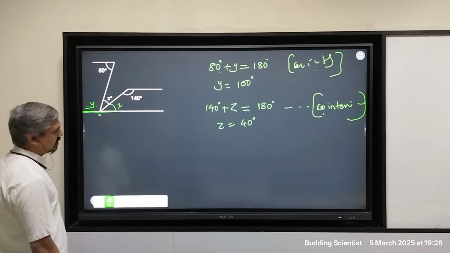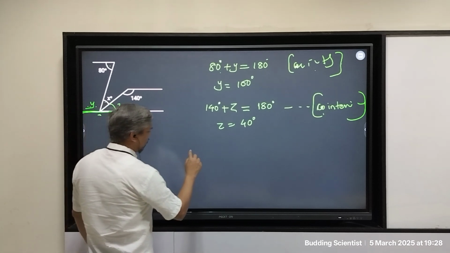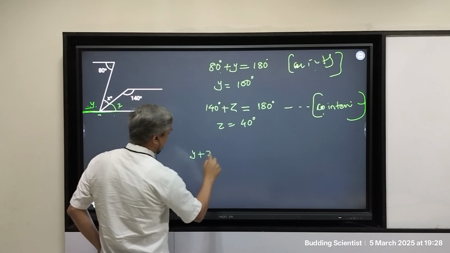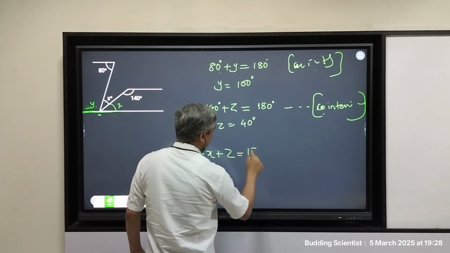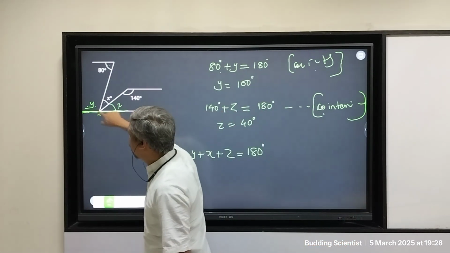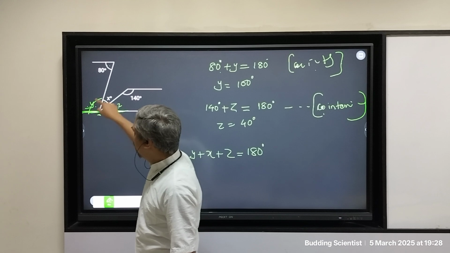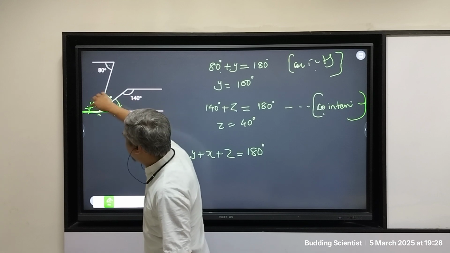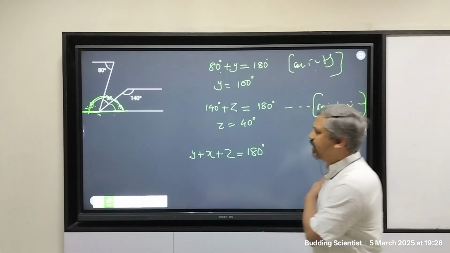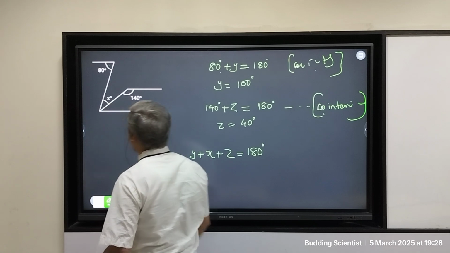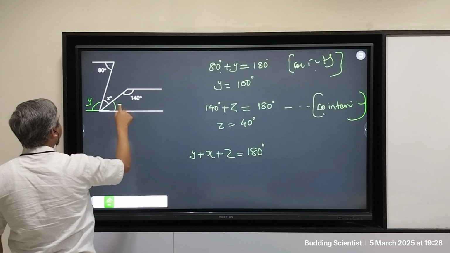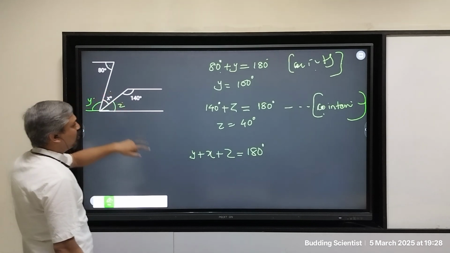What is the value of x? So we'll write y plus x plus z is equal to 180 degree because they form a straight angle. You can check here. This angle plus this angle plus this angle is the total, that is the straight angle because it's a straight line. Straight angle is 180 degree. This is y. This is z. Y plus x plus z is 180 degree.